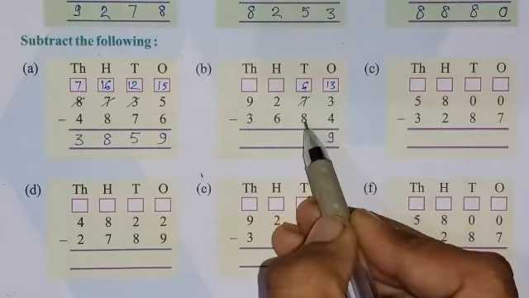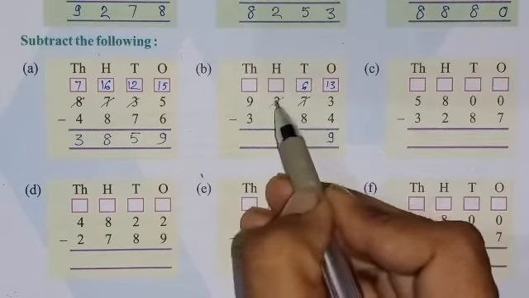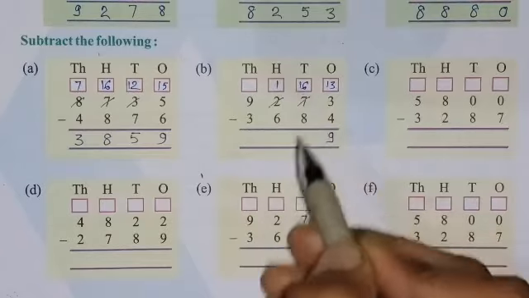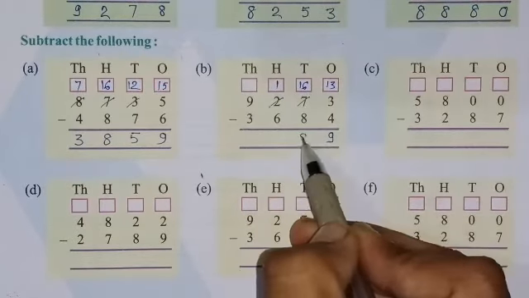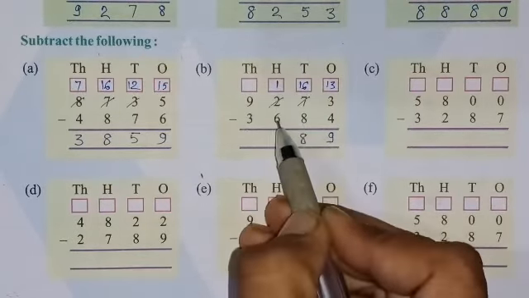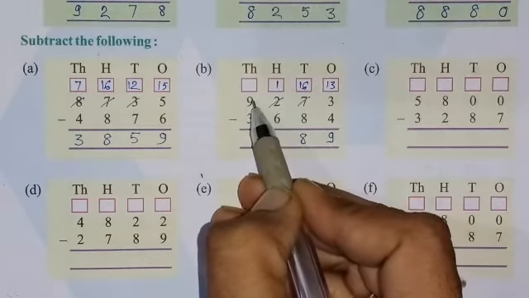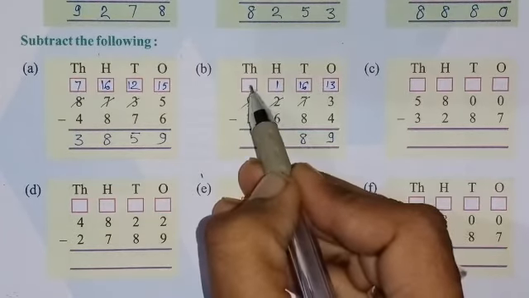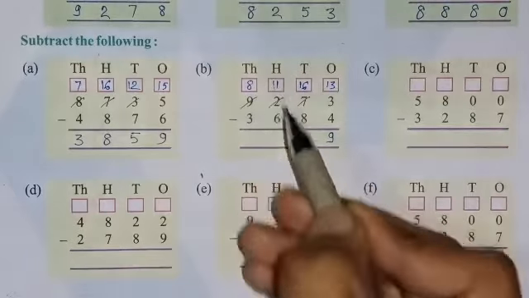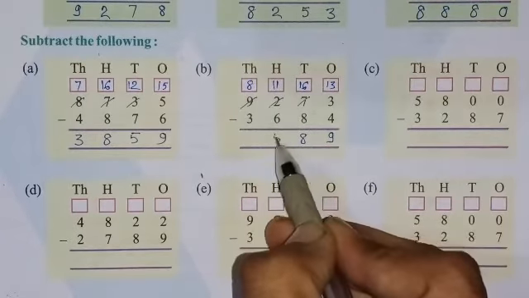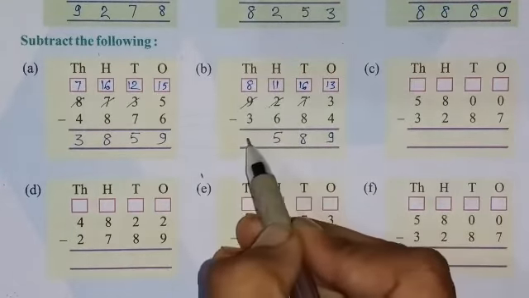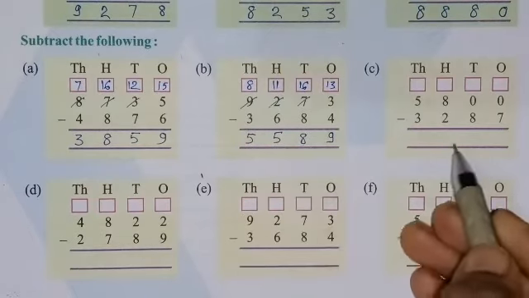6 minus 8 not possible. So carry from the nearest digit. This will be 1 and here will be 16. 16 minus 8, 8. 1 minus 6 not possible. So continue. Borrow from this digit. This will be 8 and here will be 11. So 11 minus 6, 5. And last, 8 minus 3 will be 5. See the next question.